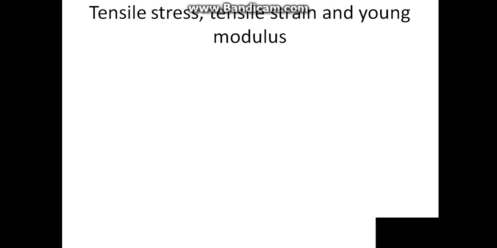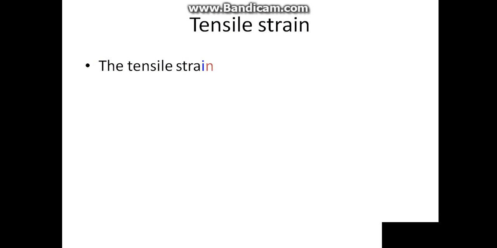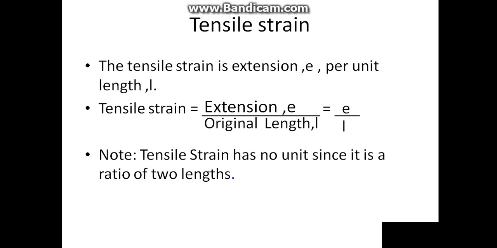Tensile stress, tensile strain, and Young modulus. Tensile stress is equal to force over area, which is equal to capital F over capital A. The SI unit of stress is newton per meter squared. Tensile strain. The tensile strain is extension e per unit length L. Tensile strain is equal to extension e over original length L. Note, tensile strain has no unit since it is a ratio of two lengths.